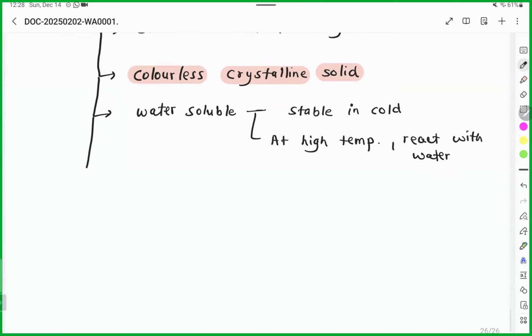But if it is water soluble, if you take it in the dry state, what will happen? It will easily decompose because salt can easily break down further.